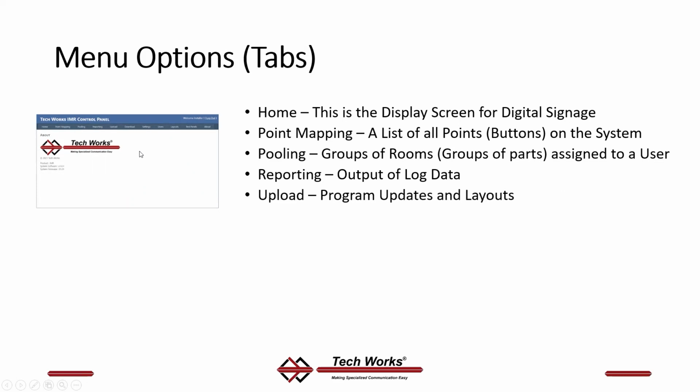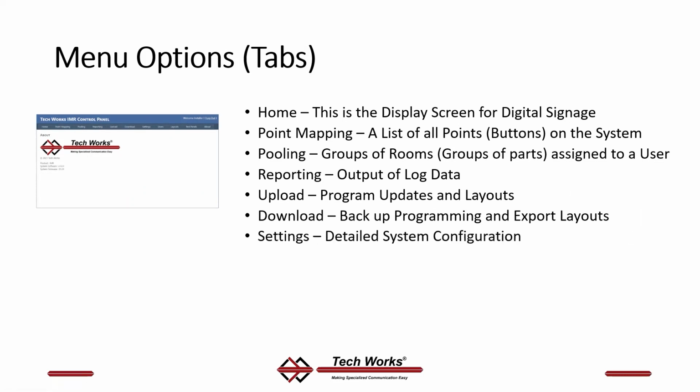Upload, this is how you bring stuff into the IMR, meaning updates to the firmware, layouts, things like that. Download is how you do a backup. It's how you do your exports of layouts if you don't have a copy and you need a copy of what's in there. Settings. This is the details of the system configuration. This is where you just went in and changed the IP address. Settings is where you do all of the system-wide configuration.